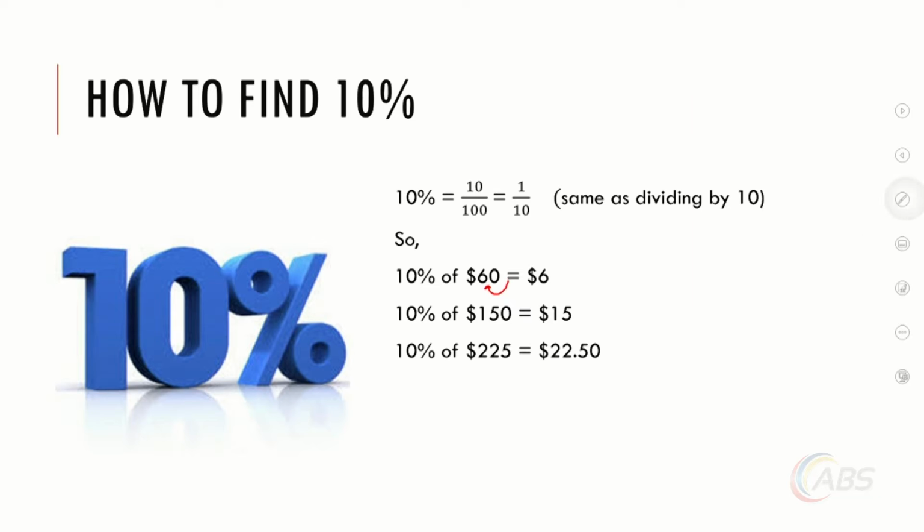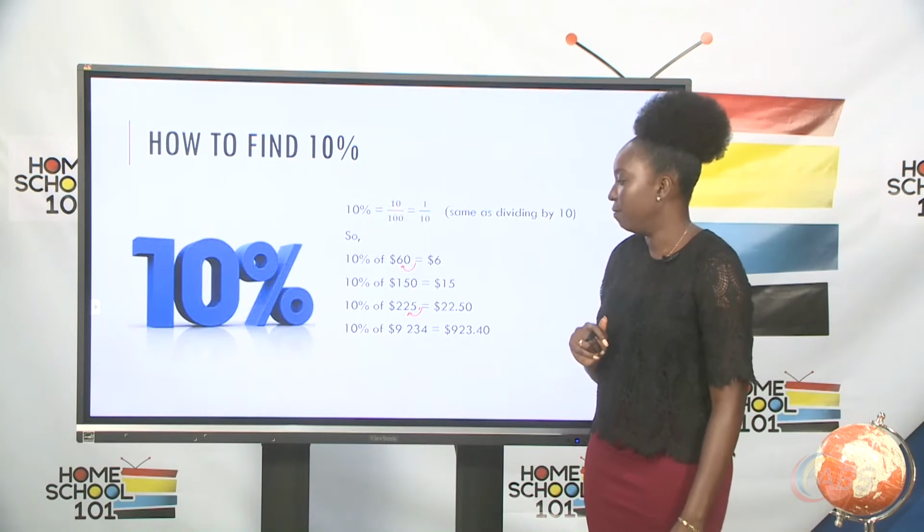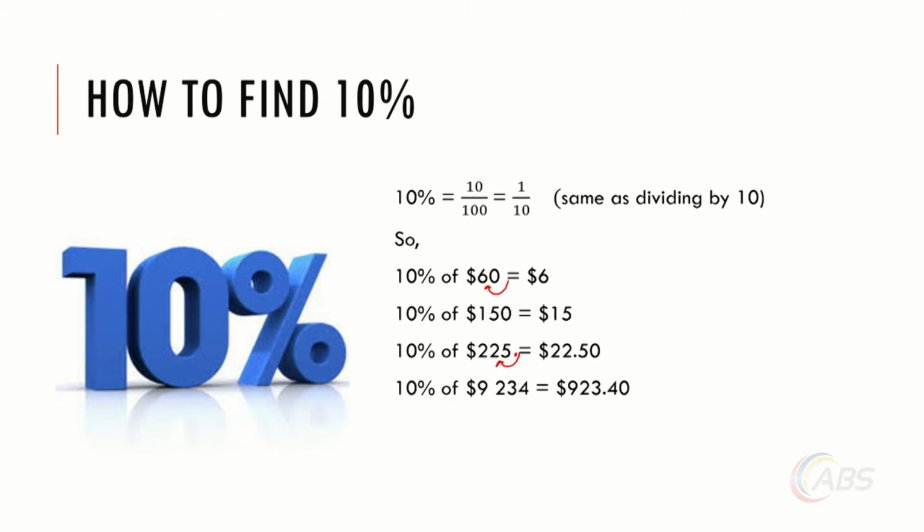And I'll just highlight this one as well. So our point here again is at the end of the number. And when we're dealing with 10%, for example, that means we're dividing by 10. And so we can move our point 1 place to the left, and we'll have 22.5. 10% of 9,234 is $923.40. Okay? One more. 10% of $7 would be 70 cents.